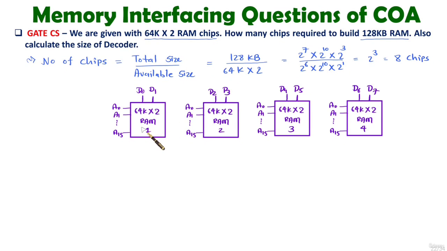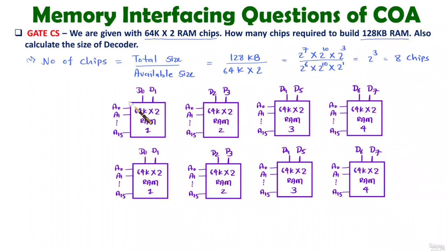So what will happen with the combination of these 4 chips? We will have 64K addresses, and with 8 data lines you can say a 64K cross 8 size is there with the use of these 4 chips. In total we have 8 chips to make this size. So vertically we will have another 4-RAM chip connection.